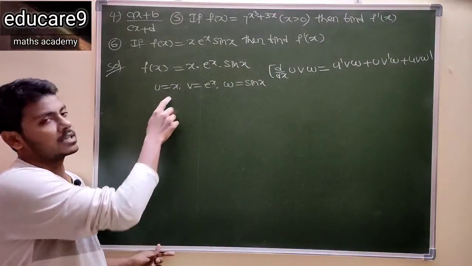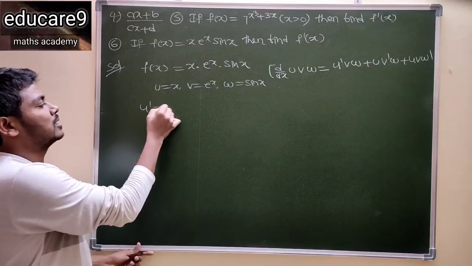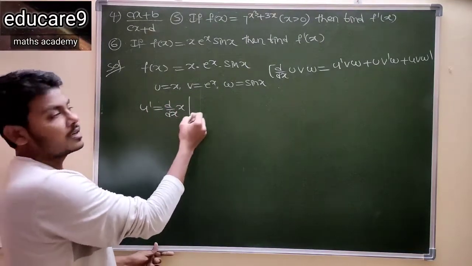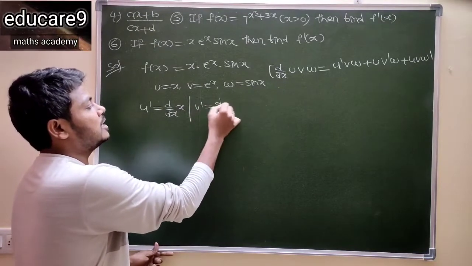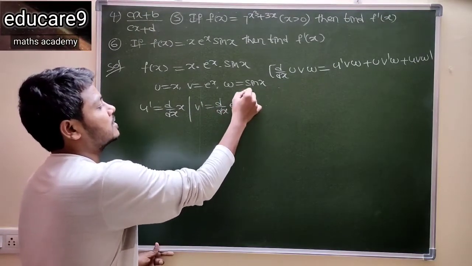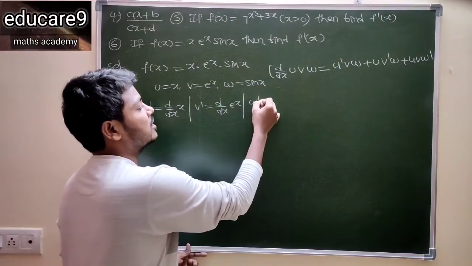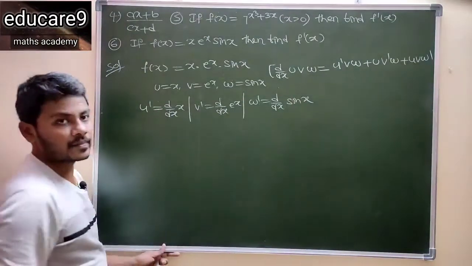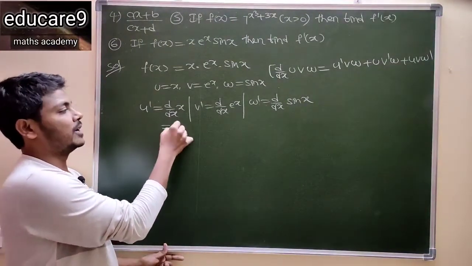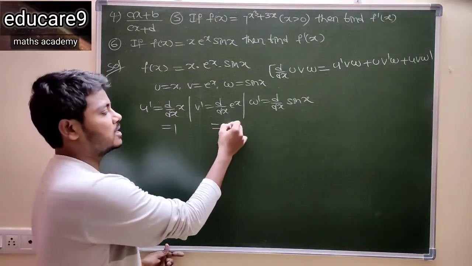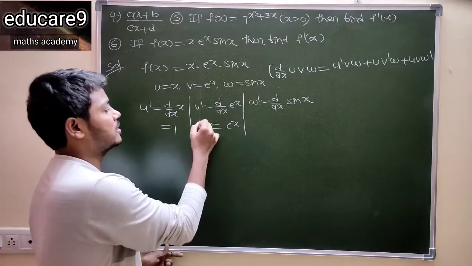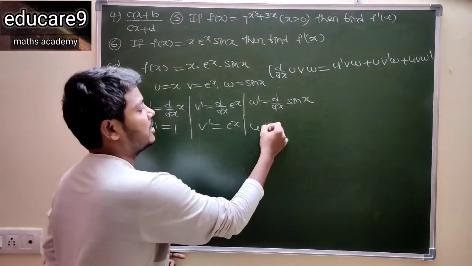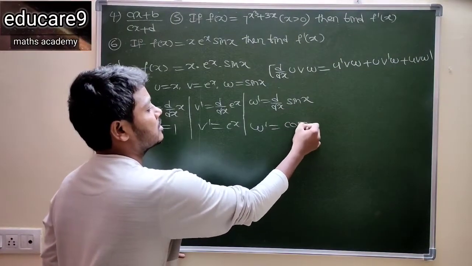So derivative of x, that is u dash, that is d by dx of x. Next v dash, that is d by dx of e power x. Next w dash, that is d by dx of sin x. So d by dx of x is 1. d by dx of e power x is e power x. Next w dash, derivative of sin x, cos x.